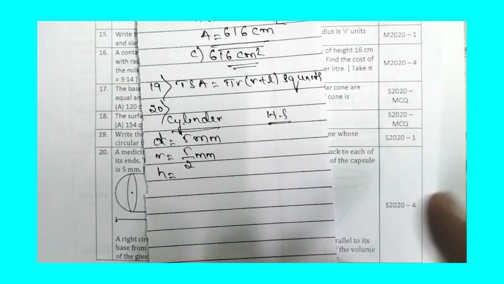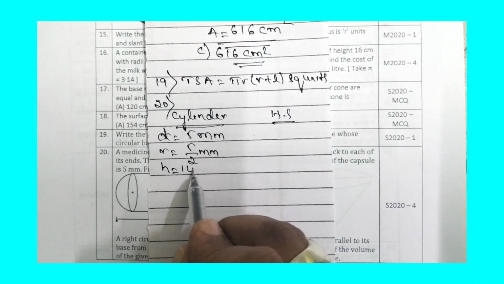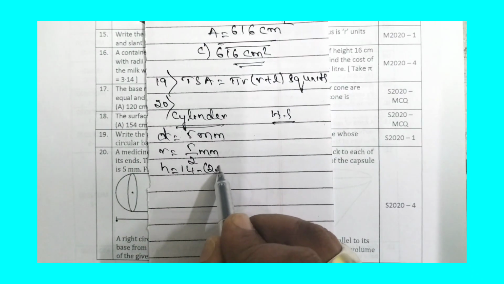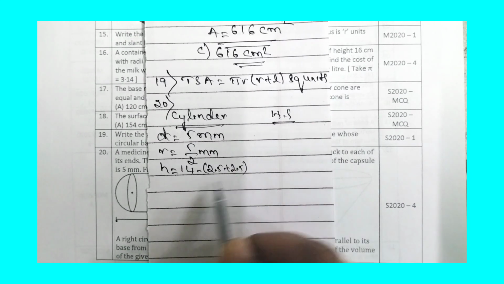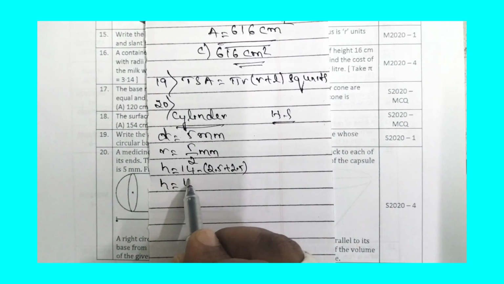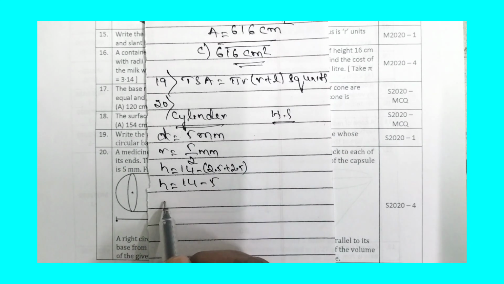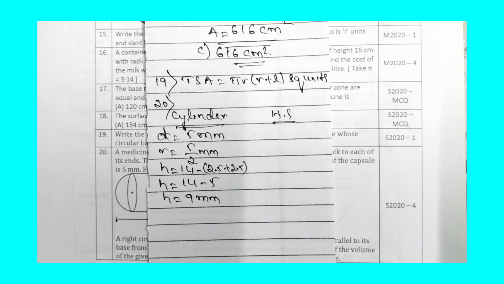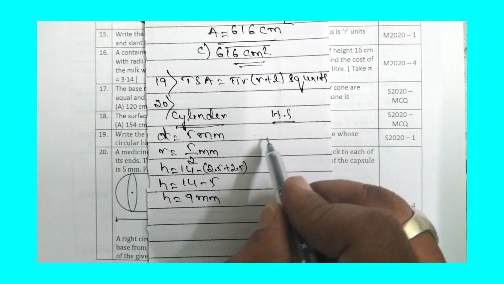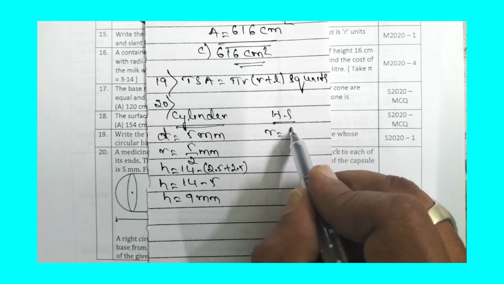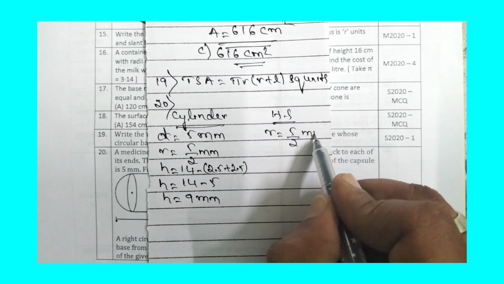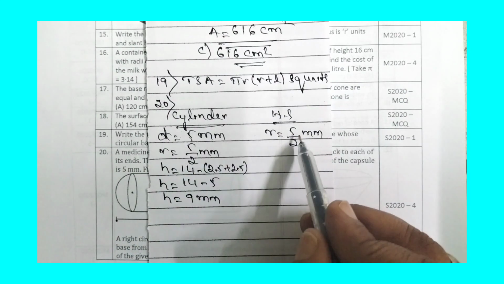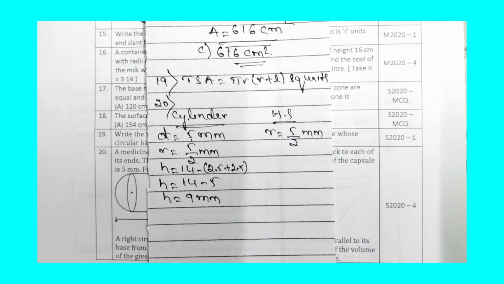So height of the cylinder is equal to 14 minus 2.5 plus 2.5. So total height is equal to 14 minus 2.5 plus 2.5, which will become 5. So 14 minus 5 is 9 mm. That is the height of the cylinder. Next, for the hemisphere, the radius of the hemisphere is 5/2 mm. Diameter is 5 mm. Therefore radius is 5/2 mm.